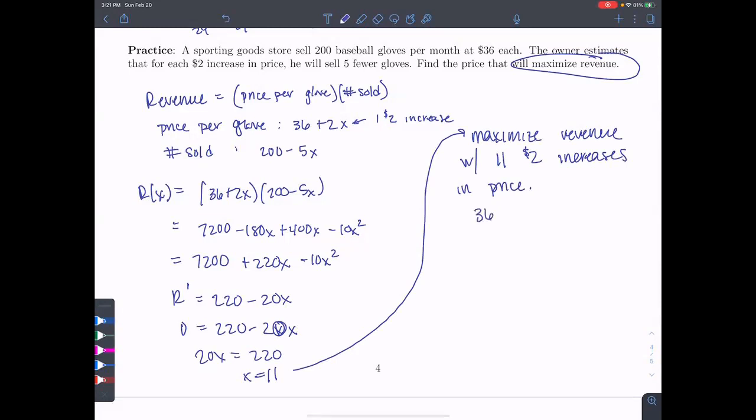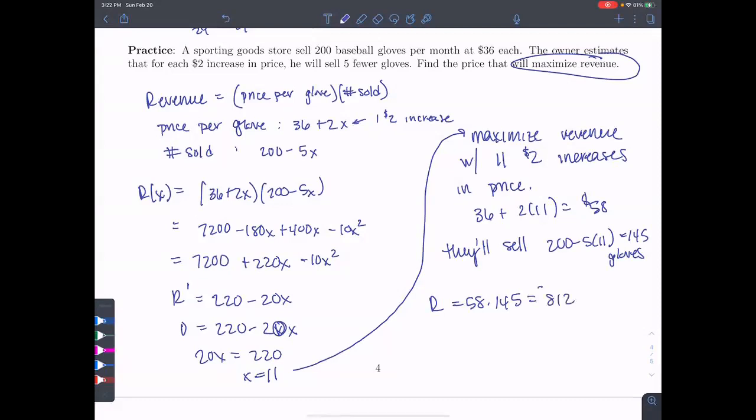So we have 36 plus 2 times 11, which is $58. Goodness. They'll sell 200 minus 5 times 11, which is 145 gloves at $58 each. So their max revenue would be 58 times 145, which is $8,410.